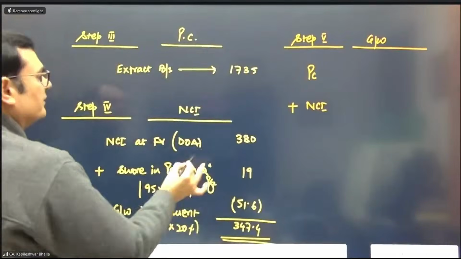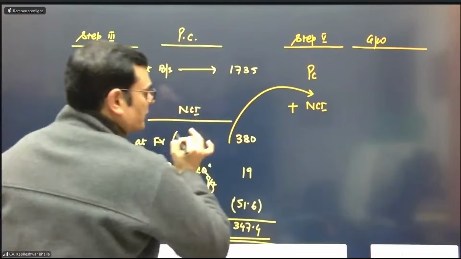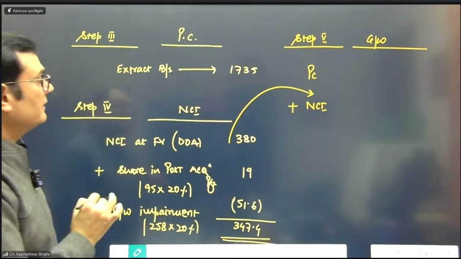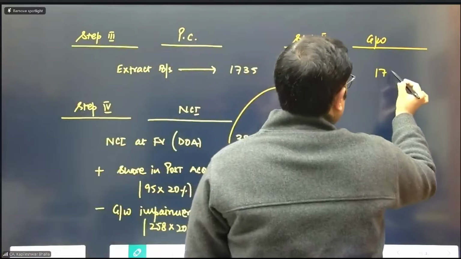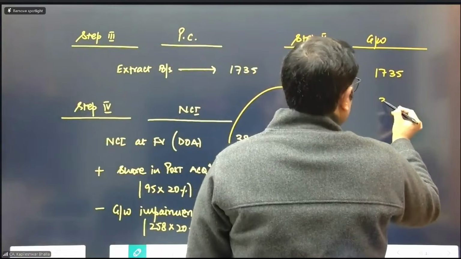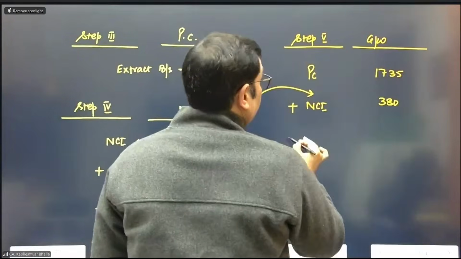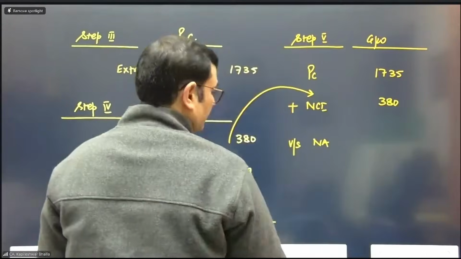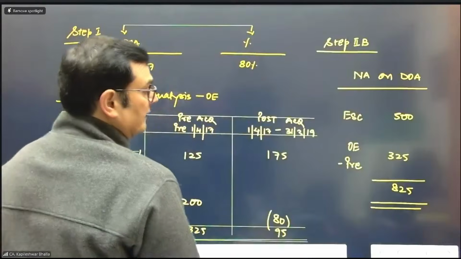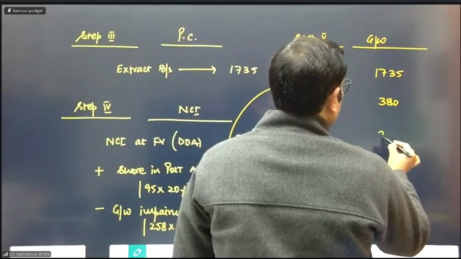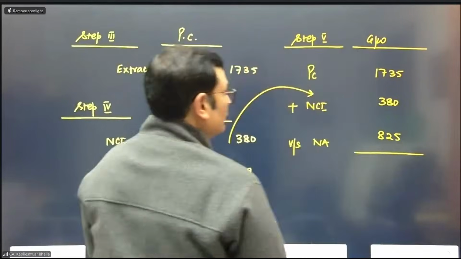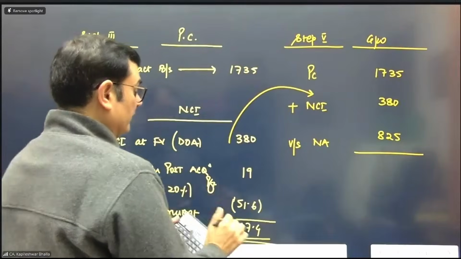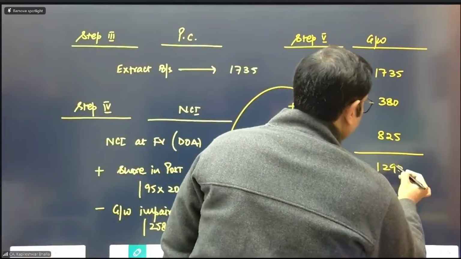Right now, can I pick this NCI from the previous step? Yes or no? Yes. Correct. So purchase consideration is 1735, NCI is 380, and then we compare this with the net assets, and net assets is 825. So we're going to get the goodwill: 1735 plus 380 minus 825, that's 1290.